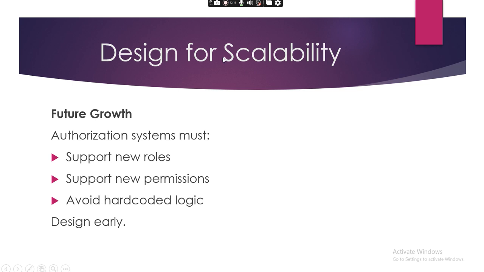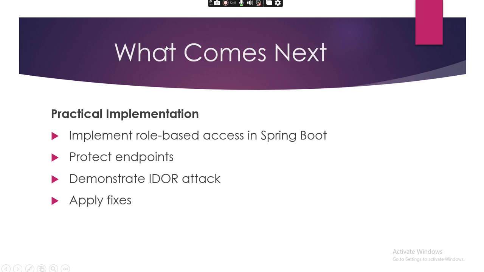You have to design for scalability, and that means you have to look at future growth, right? So the authorization system must support new rules. You don't want to design your system such that you cannot add new rules, or maybe you add a new rule and everything else breaks, right? So you have to be able to support new rules, be extendable, support new permissions, avoid hard-coded logic, okay, and design early. So there we go.